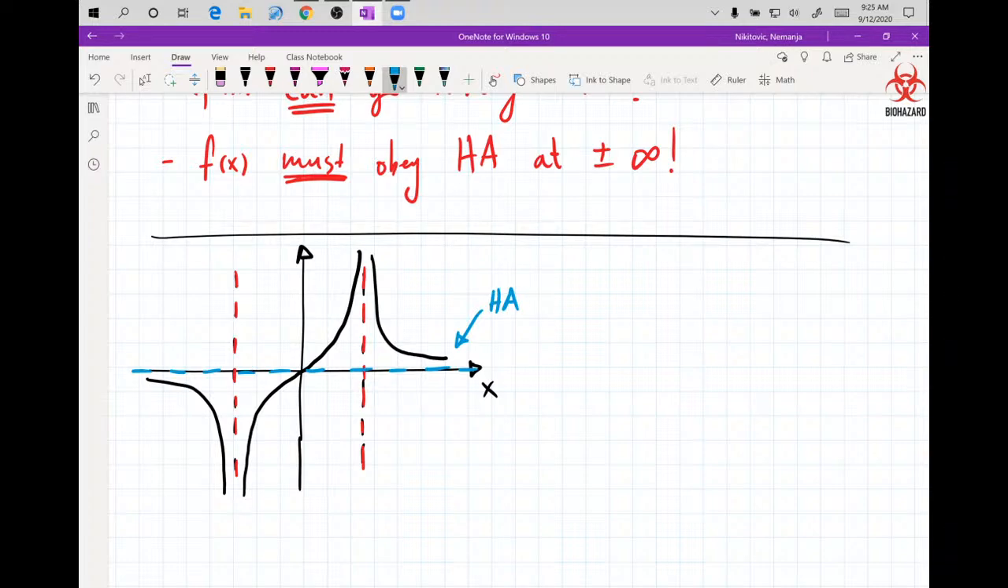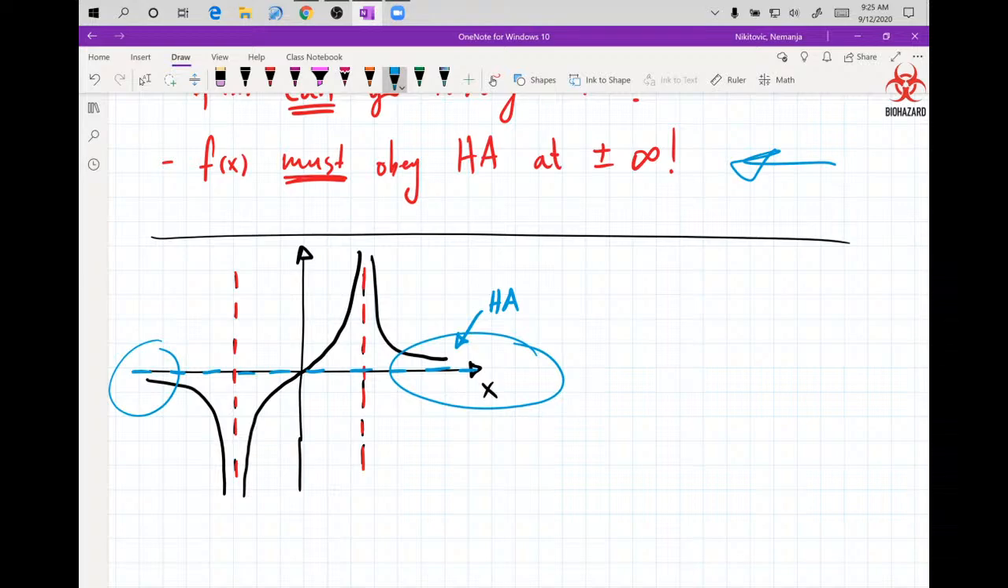Now, horizontal asymptote, as you can see, in this case, the function cuts through the asymptote. It's possible. But what this statement here said is that as you go to infinities on these two ends, the function will follow the horizontal asymptote without crossing it or touching it into infinity. That's the part you have to remember.